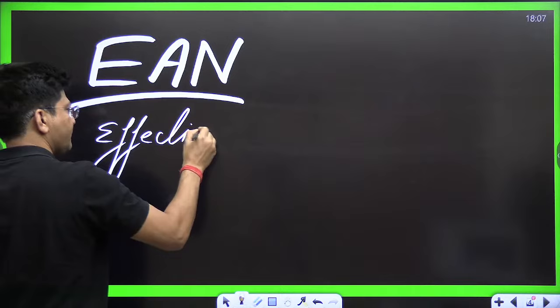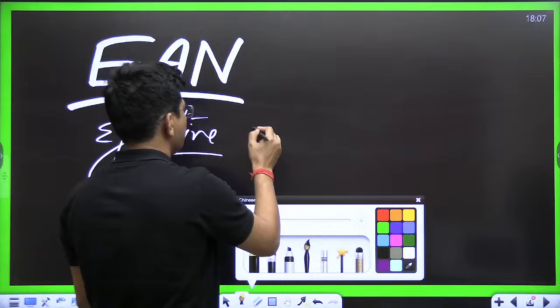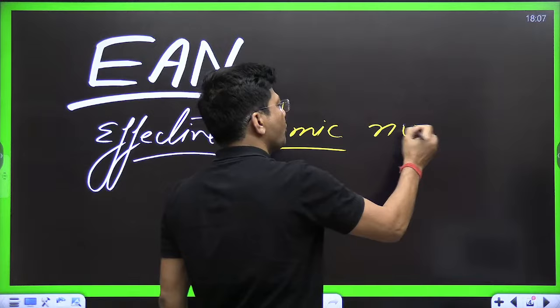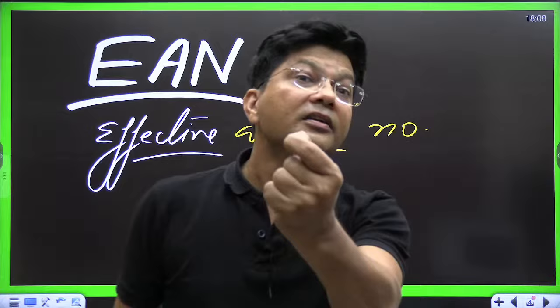Why it is effective? I will let you know. An atomic number, you know very well. What is the meaning of atomic number? So first of all, we should know the atomic number. So for this, we should have a bit of knowledge of d-block. So I'm going to tell you d-block elements. Just think about fourth period. Fourth period means 3d orbitals are getting filled.